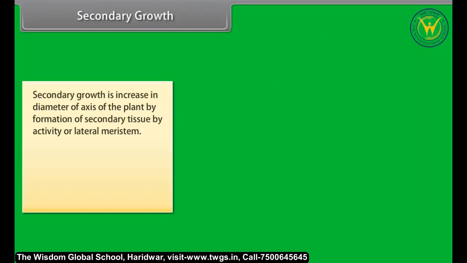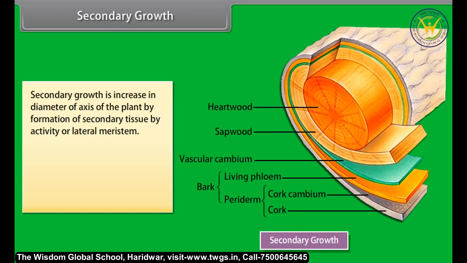Secondary growth. Secondary growth is the increase in diameter of the axis of the plant by formation of secondary tissue by the activity of lateral meristem. Secondary tissue is formed by two types of lateral meristem: vascular cambium and cork cambium.